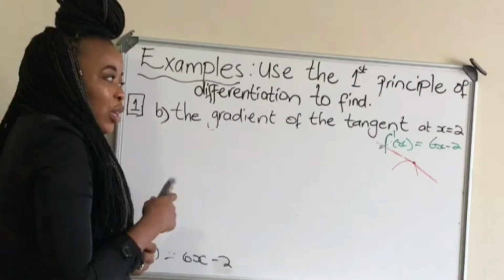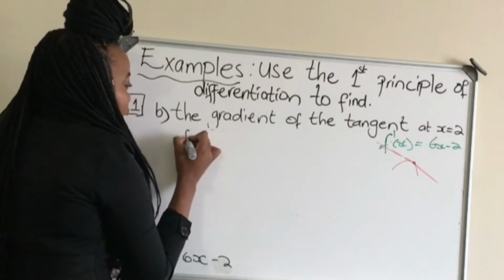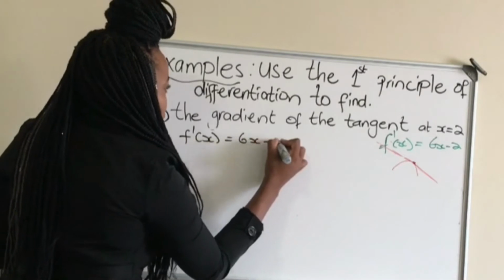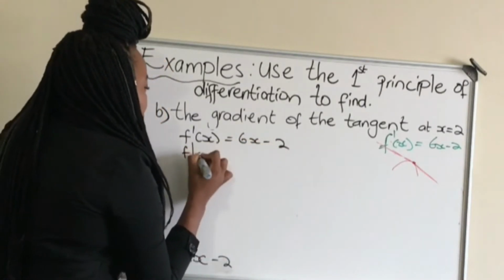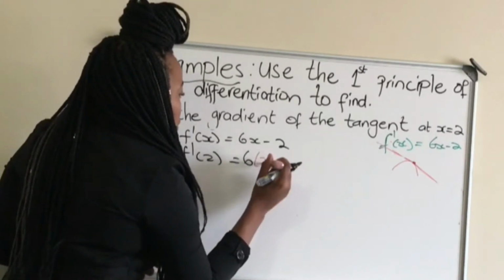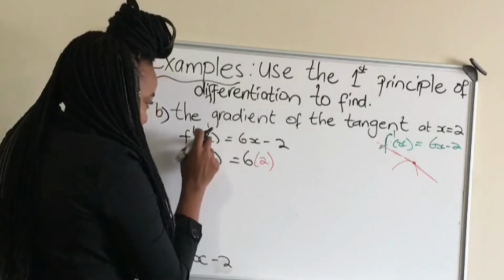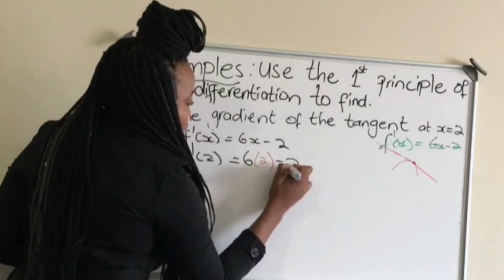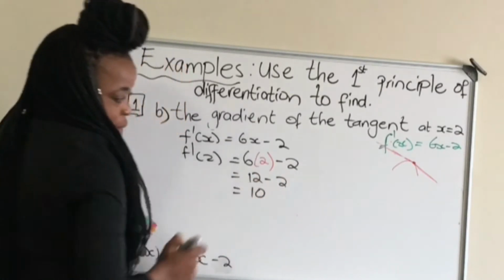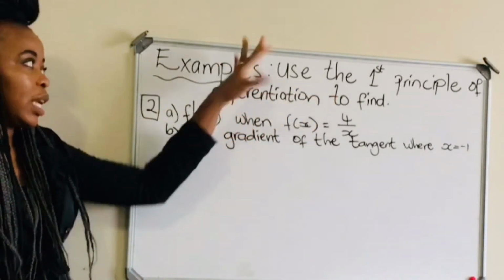The gradient function gives you the gradient when you know what x is. So, since f prime of x is equal to 6x minus 2, f prime of 2 will be 6 times 2, because now I'm substituting x with 2, minus 2. What is that? It's 12 minus 2, which gives me 10. And I'm done.